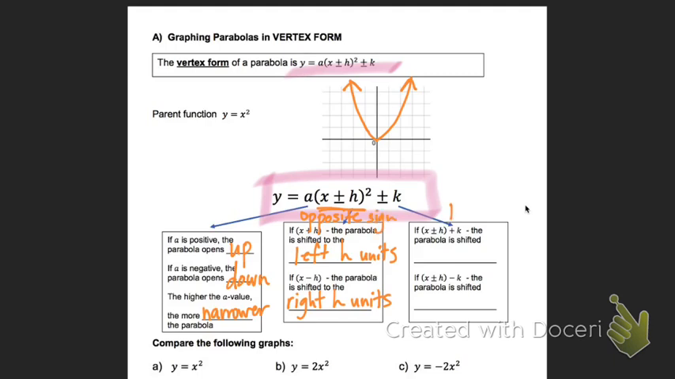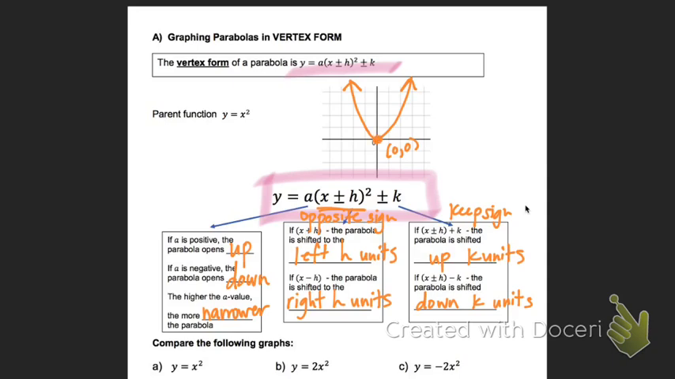Then plus or minus k, you're going to keep that sign. And this is what shifts it up or down. So if it's plus k, then it's going to go up k units. And if it's minus k, then it's going to go down k units. Our starting point is always at 0, 0. So that's where we start.